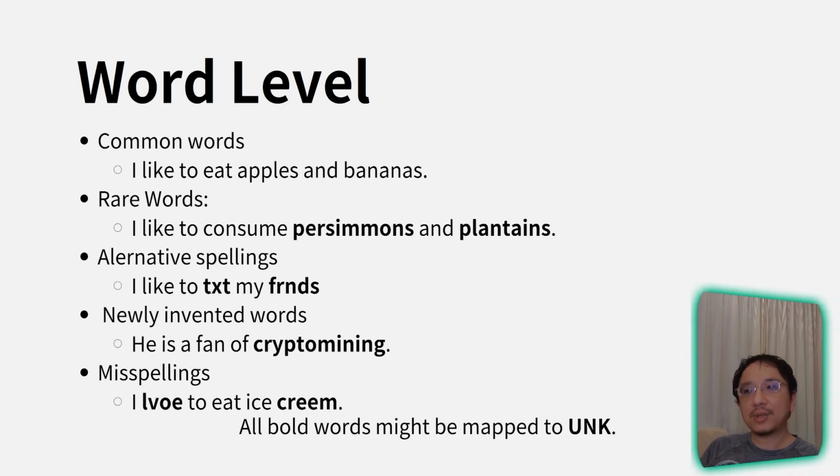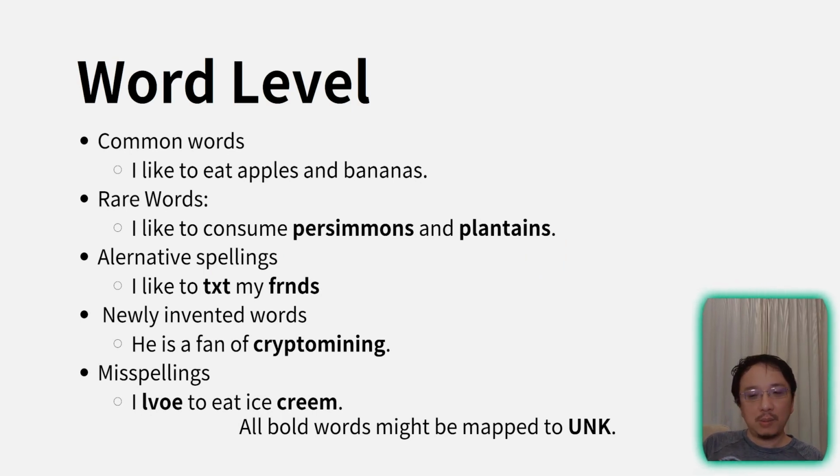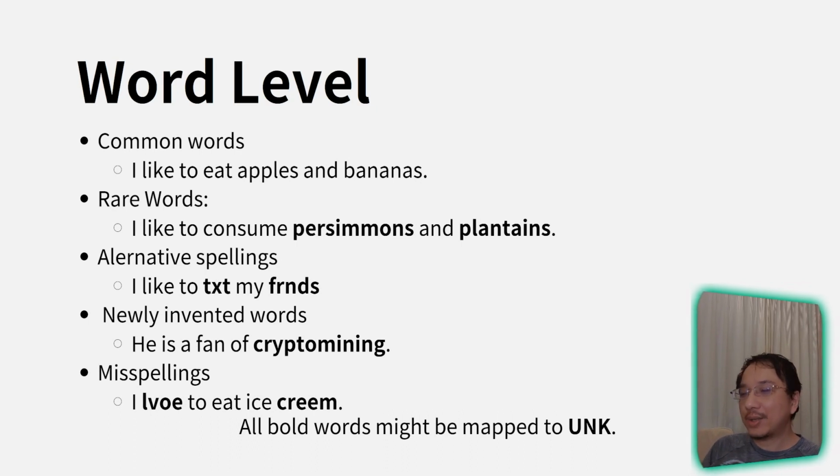If you are starting from studying the English language, word level tokenization is probably the most obvious or apparent way to start with, which means we use spaces and punctuation to separate words. So for example, I like to eat apples and bananas. We can easily identify there are several different words like I, like, to, eat, apples, and bananas. And all of these are common words that we can find in a dictionary.